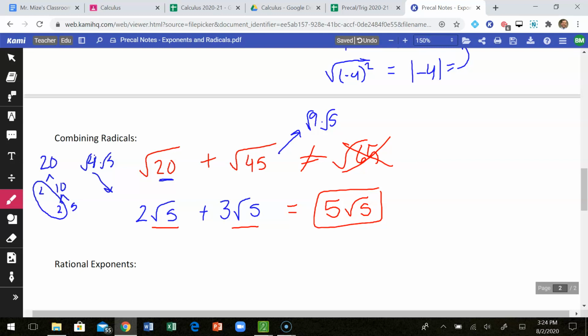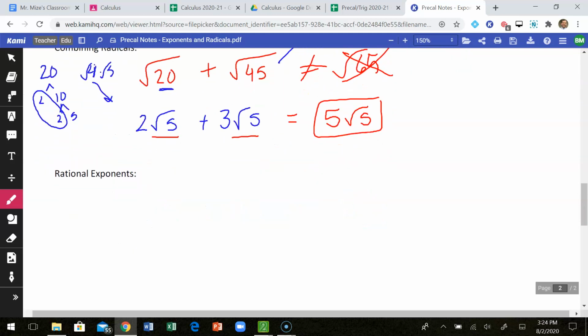Okay, so in order to add or subtract radicals, you absolutely have to have what are called common radicals. So what that means is the number on the inside has to be the same, and whatever the root is has to be the same. So they're both square roots in that case. If one was a cube root, I couldn't do it. They would both have to be cube roots. Okay, so they need to be the same in order for that to happen.